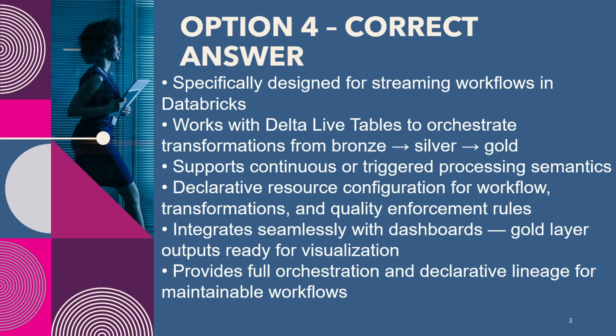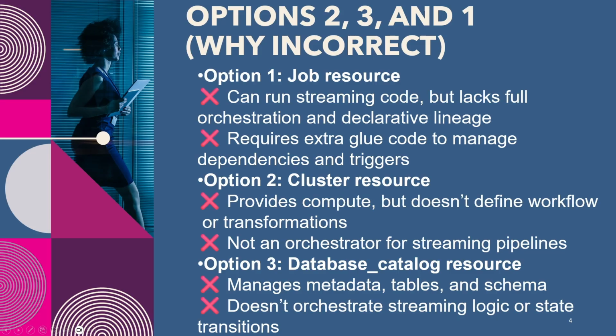Option 1 is the job resource. Now, jobs can definitely run streaming code, but here's the catch. They don't give you the full orchestration capabilities or the declarative lineage that pipelines offer. If you use jobs alone, you're missing out on that structured way of managing transformations across bronze, silver, and gold layers, and you might end up writing a lot of glue code just to handle triggers and dependencies.